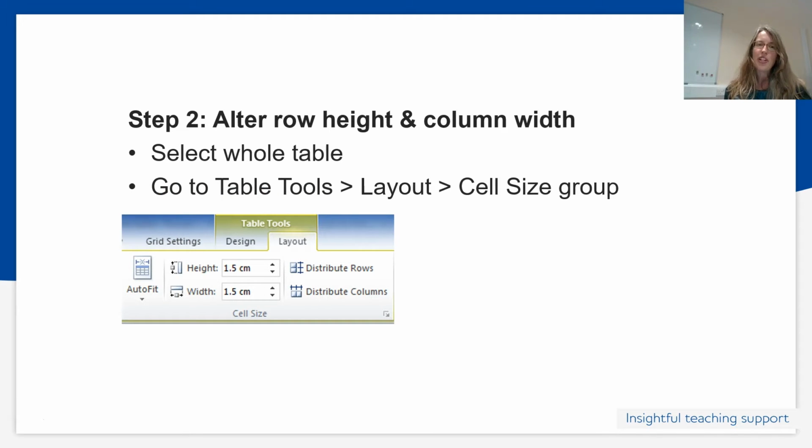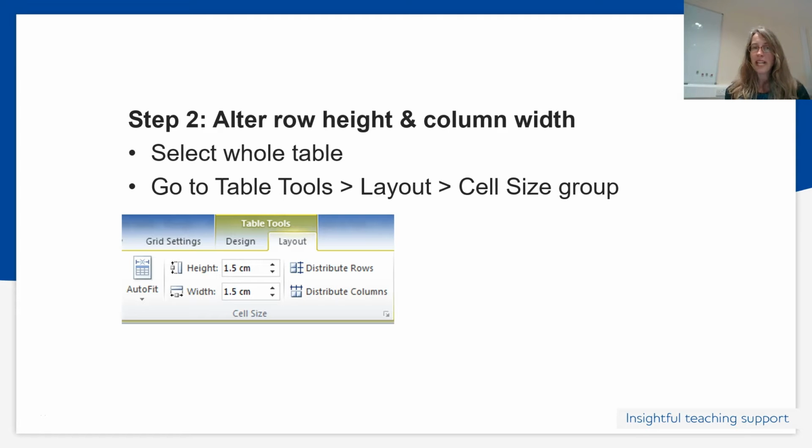When you do that, what first comes up on the screen doesn't look particularly useful. So what we need to do in step 2 is to alter the row height and the column width, just to make it into standard squares. You select the whole table and use the Table Tools menu to select the cell size group. Again, I've got a little screenshot there just to help you locate that.